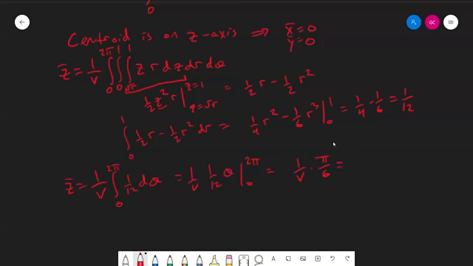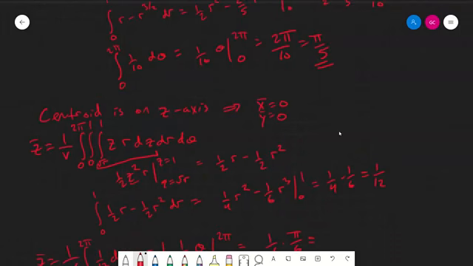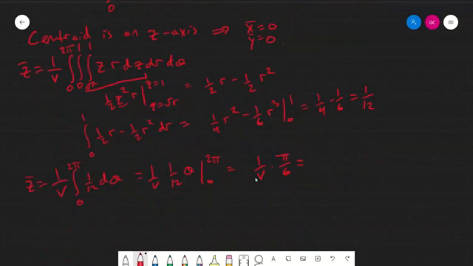And let's go back up and see what the volume was. We had a volume of pi over 5. And since we're inverting it, we'll write that as 5 over pi times pi over 6. So we end up getting that z bar is equal to 5 over 6.